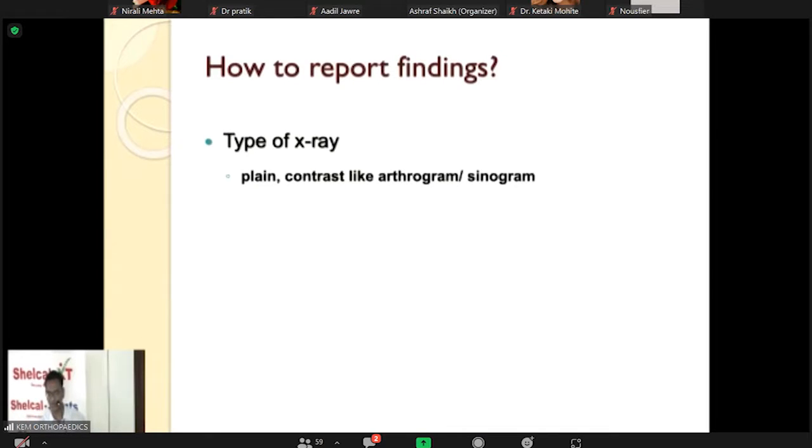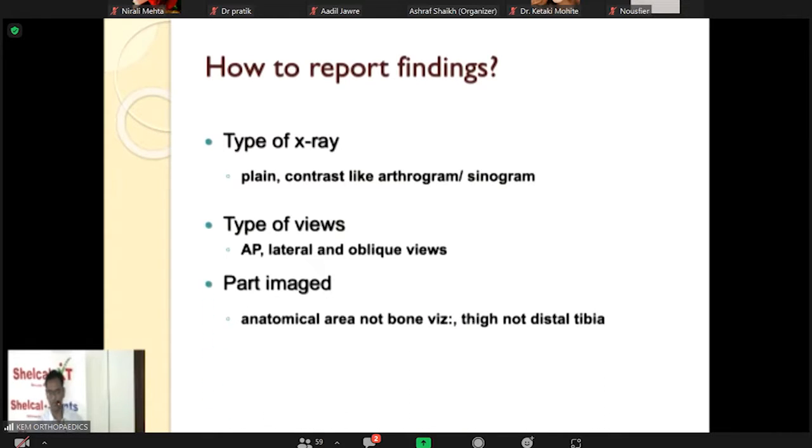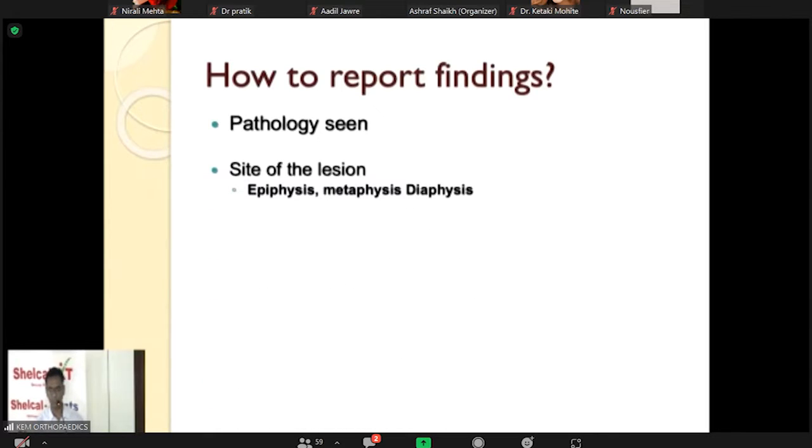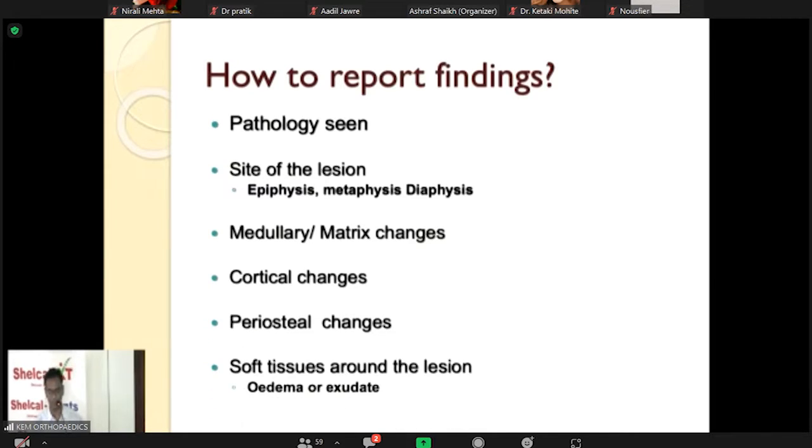So how do you report your findings? The type of the X-ray, plain, contrast, arthrogram, which view it is, AP, lateral, oblique, which is the part. Always talk about the anatomical area, like X-ray of the thigh, X-ray of the ankle, and not X-ray of the tibia, distal tibia. And the age of the patient, whether it's a mature skeleton or immature skeleton. What is the pathology being seen? Where is the site of the lesion: epiphysis, metaphysis, diaphysis, medullary changes, cortical, periosteal, and the soft tissue. We'll come to this one by one.